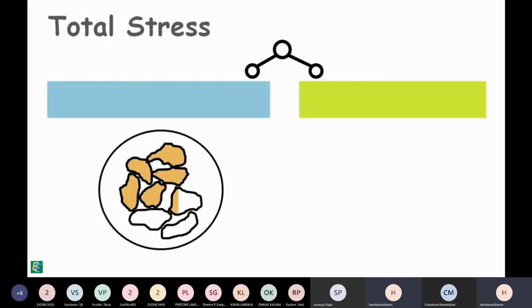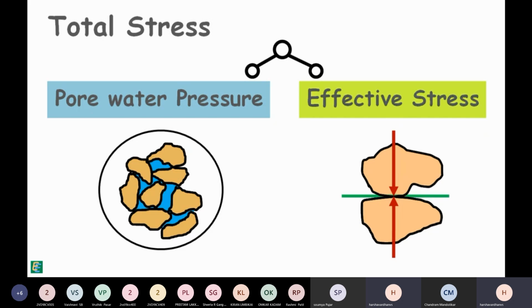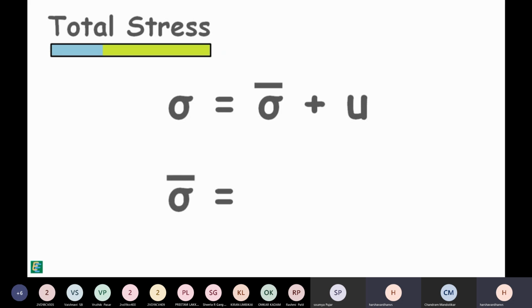This total stress is shared by two components in the soil mass. Part of the stress is shared by the water present in the voids of the soil structure, and that is called pore water pressure. The other part of the stress is shared by the soil grains by their grain to grain force transfer at their point of contact, and that is called the effective stress. So, total stress is equal to the sum of effective stress and pore water pressure, and the expression for effective stress is total stress minus pore water pressure.